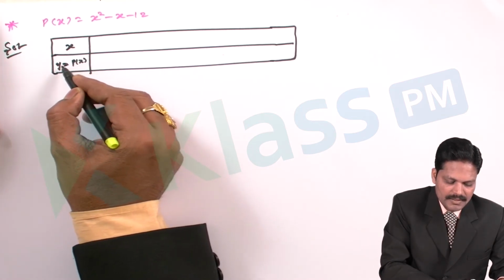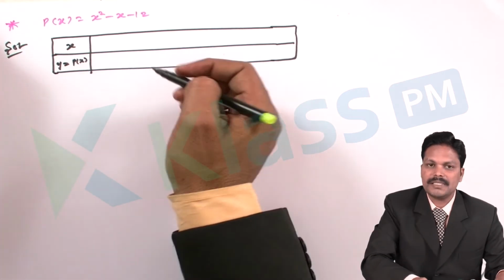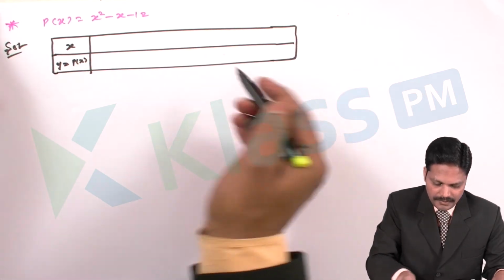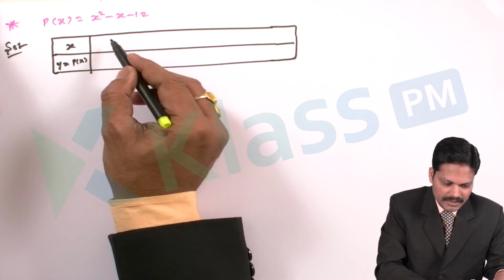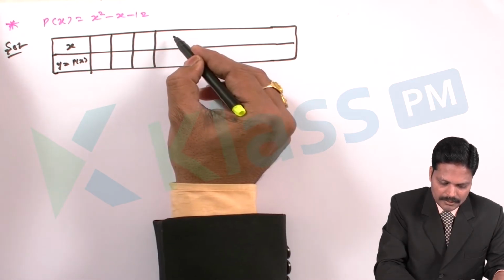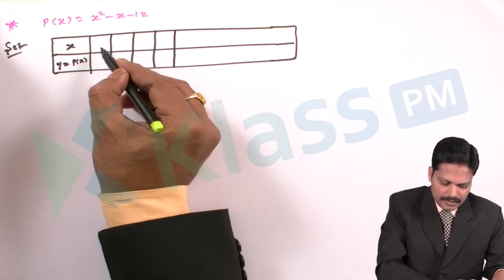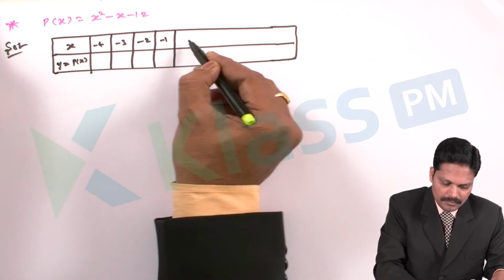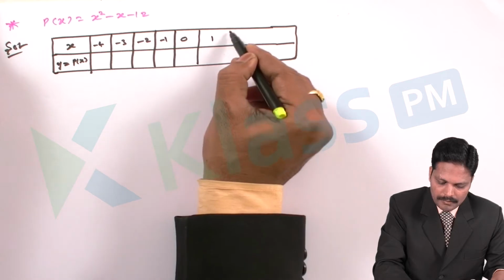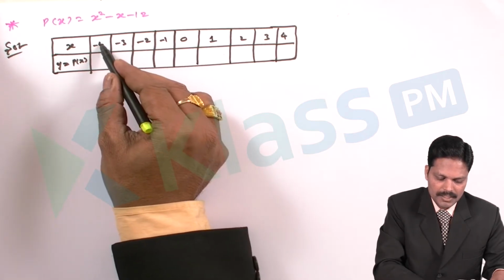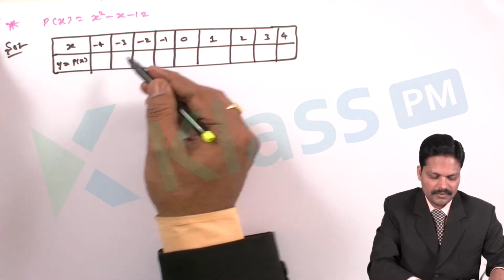The value of p of x is nothing but the value of y, to represent the x and y coordinates in the graph sheet. So I will also say how we should take the scale units. Right, I'm taking the x values first. To get the values, I'm taking some values here, starting from -4, -3, -2, -1 and 0, 1, 2, 3. So all are equal. I took -4 to 4 as the values of x.